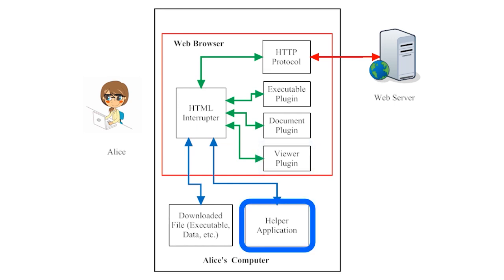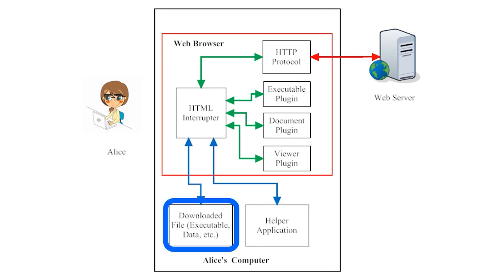Sometimes, Alice's web browser will encounter a file embedded in the HTML of a web page that it's not able to interpret with either its HTML interpreter or with any of the other plugins that it has available. When this happens, the web browser might ask a helper application located somewhere else on Alice's computer to open the file. Alternatively, Alice might choose to download a file from a web page.